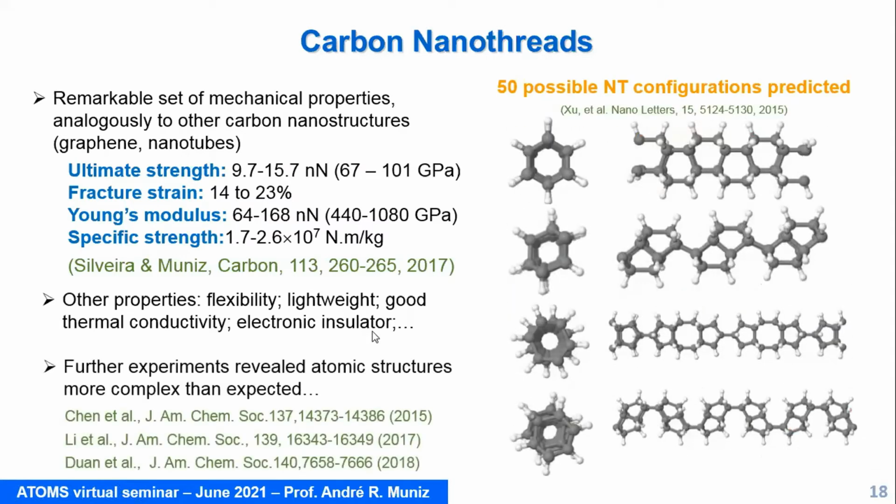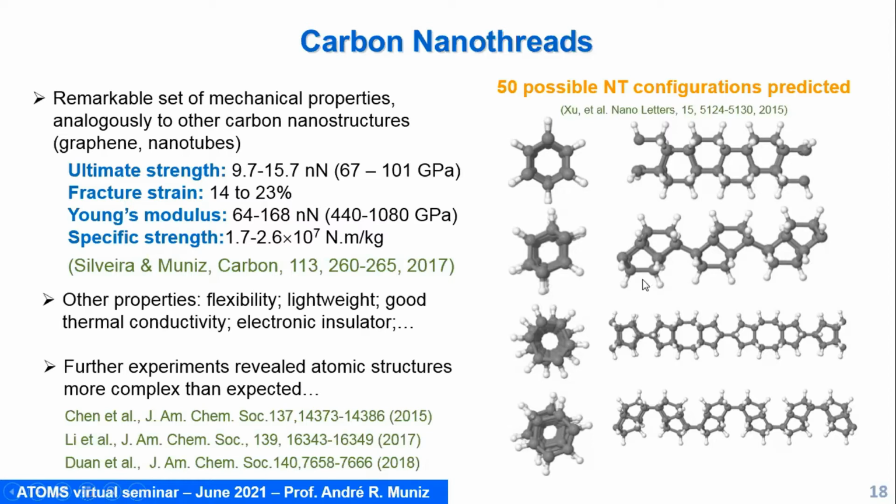And actually, some studies show that there is a huge variety of structures that can be formed from the stacking of benzene molecules. This theoretical study predicted 50 possible configurations, and they differ in the topology of the benzene rings when they fuse to each other. And experiments revealed that indeed these materials made in the laboratory are actually a mix of these different configurations.